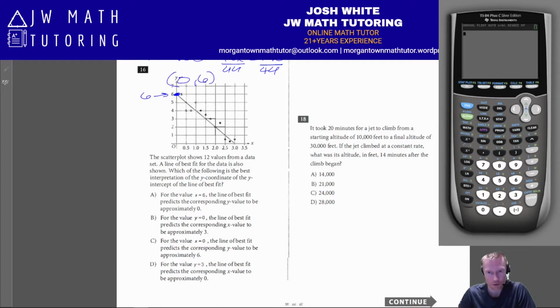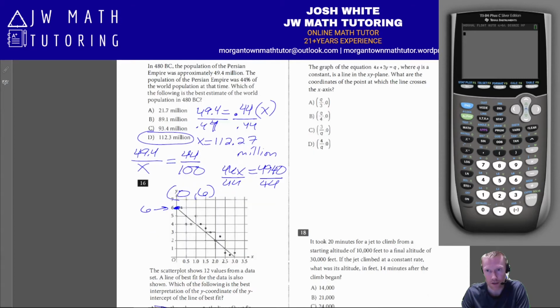So now if you go through these answers, you can eliminate a bunch of these right away. So for the value of x equals 6, no, the x value is 0. It's not 6. For a y-intercept, x is always equal to 0. Okay, for the y value 0, no, it doesn't go through the origin. That's wrong. For the value of x equals 0, yes, good. Line of best fit predicts a y value of 6. Okay, this appears to be correct. Answer choice C. And then for D, for a y value of 3, no, not correct. We know the y value is 6, and that's it. So you can eliminate the 3 wrong ones quite easily, once you've identified where the y-intercept point is.